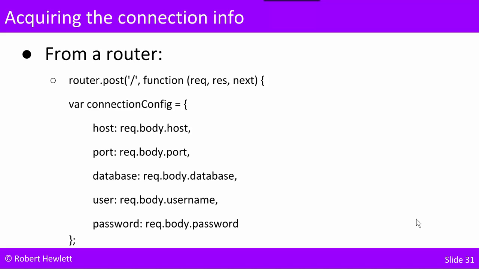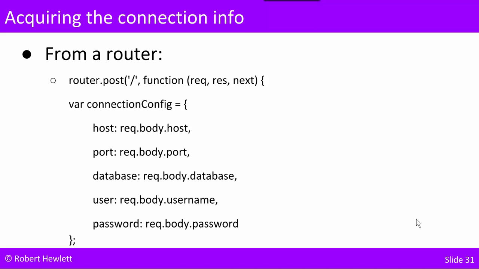What you have to do is extract the connection information from the request that came in. So a request comes in, a post request on the route. And here, what am I doing? I'm making a variable called connection config. It is a JSON variable, so it starts with a brace and ends with a brace. Inside there, I have key value pairs. Host, port, database, user, password are all my keys. They're on the left side of the colon. On the right side is the value.